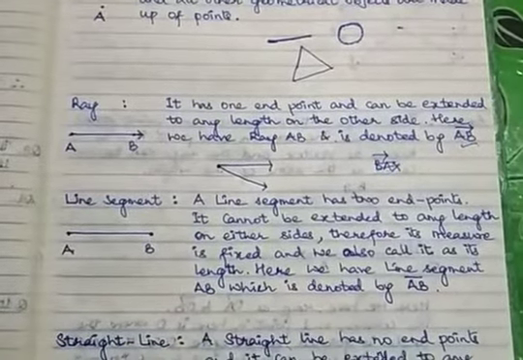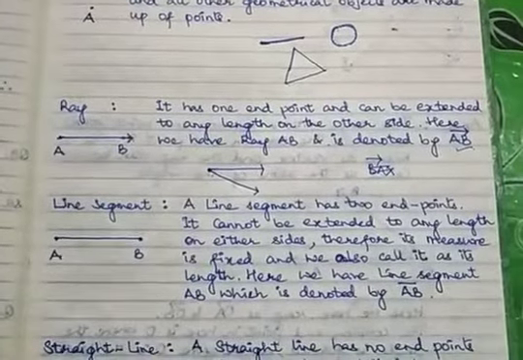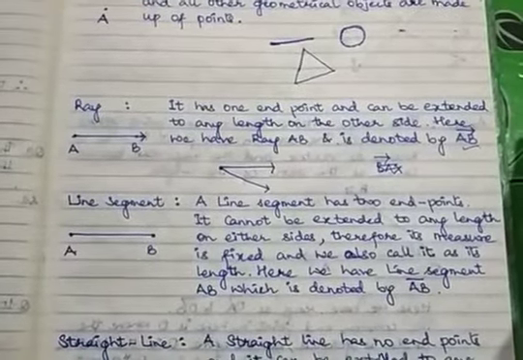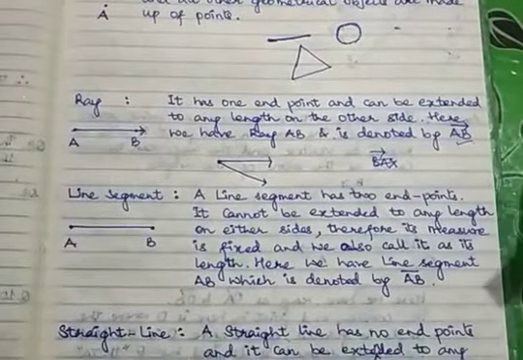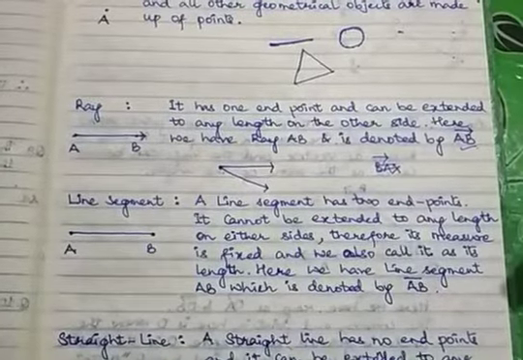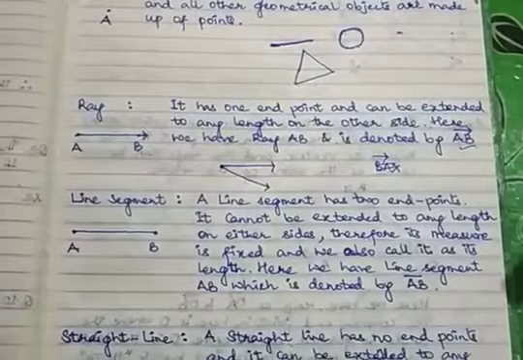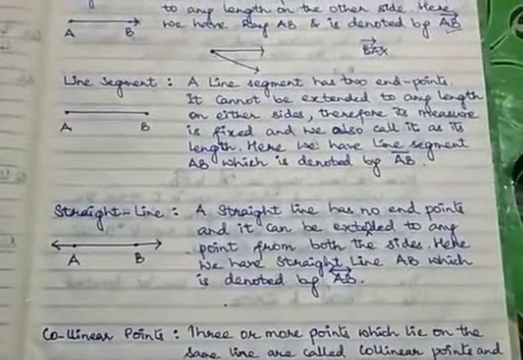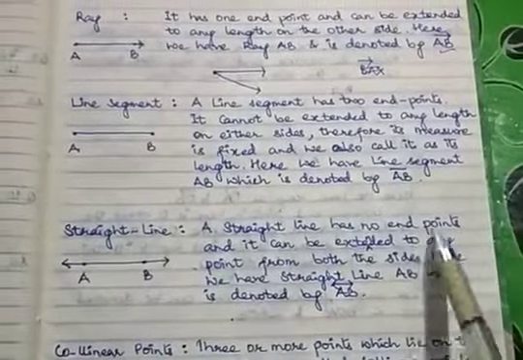So that is why a line segment has two endpoints. It cannot be extended to any length on either side, therefore it has a fixed measure. A line segment is nothing but two endpoints with a fixed measure. Now the next topic we have here is a straight line. A straight line has no endpoints.